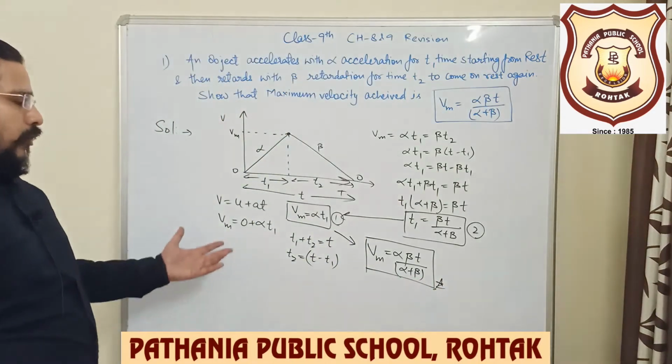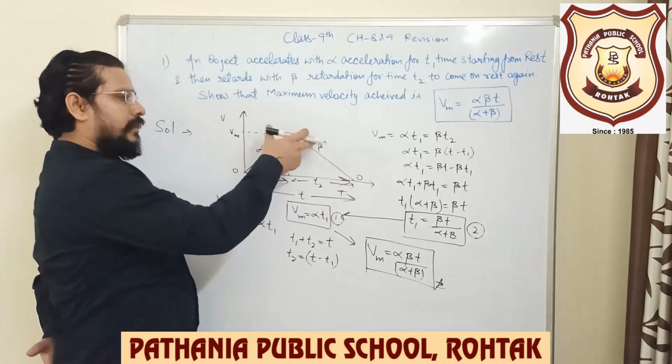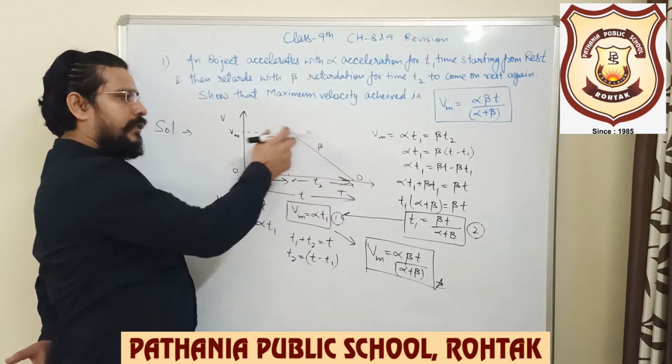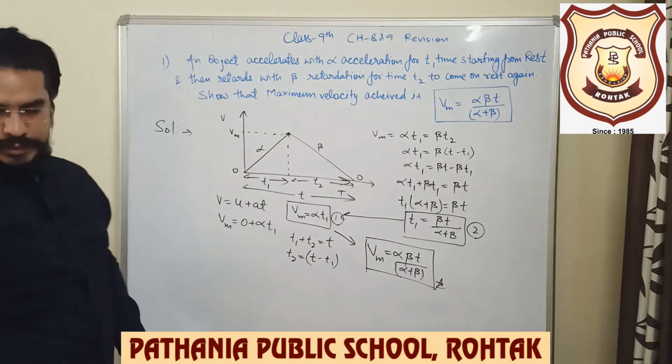So I hope this concept is clear to you. The concept is alpha t1 is equal to beta t2. That is the concept of this numerical. Let us move on to the next numerical.